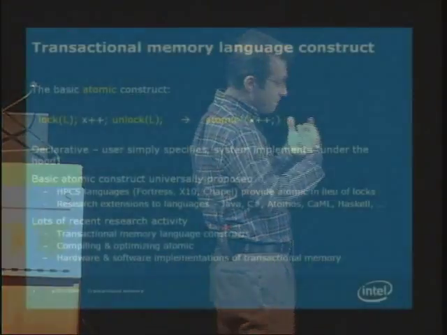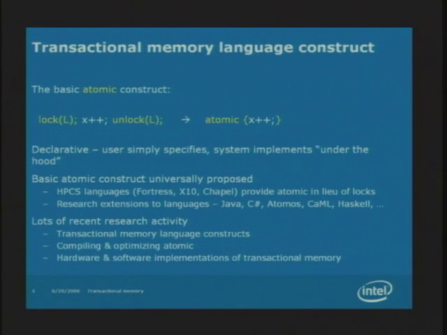So this is much nicer because it's declarative. Instead of the user implementing atomicity using locks, he simply specifies his intent: I want this piece of code to be done atomically. And then it's up to the system to implement atomicity under the hood. So he's taken a lot of complexity out of the hands of the programmer and pushed it into the system.